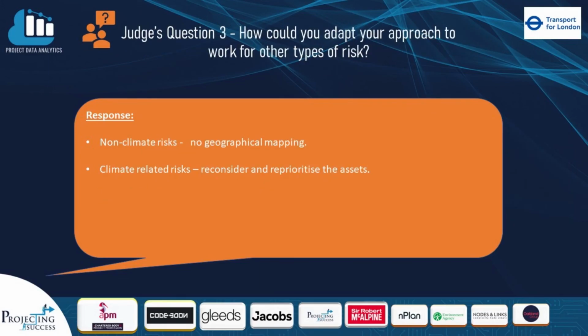And our response for question 3 is assuming the risk is not climate related, for example, political or economic issues, we would not use geographical mapping and consider a more logical alternative. However, for climate related risk, we would reconsider the assets that we are analyzing.